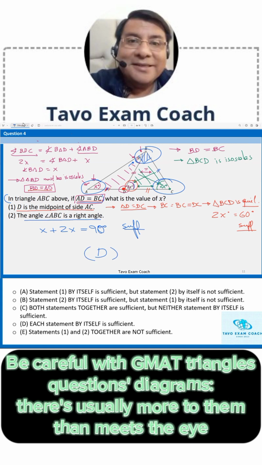But hardly can we say that using the information in each statement, you can just answer the question. It's not just the information in each statement. It's the information in each statement combined with all the information we were able to analyze applying properties. Okay? So be careful with diagrams in a data sufficiency question. Usually, there is more information hidden there than meets the eye.